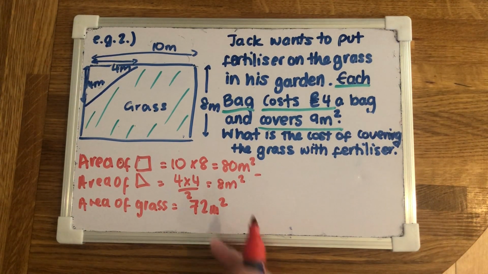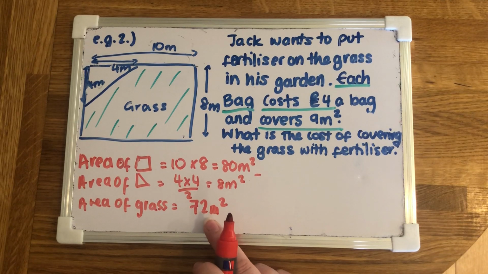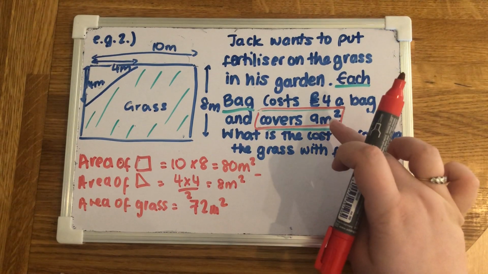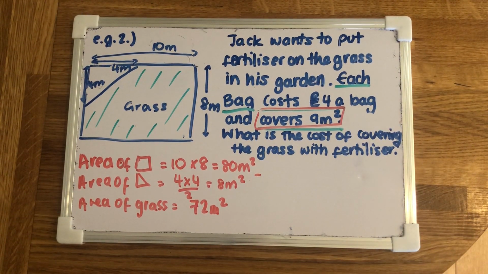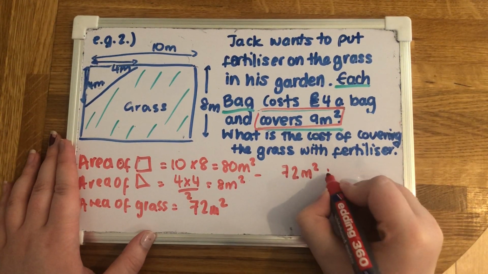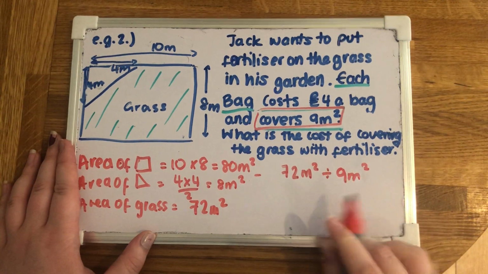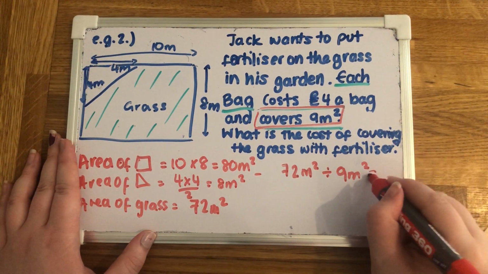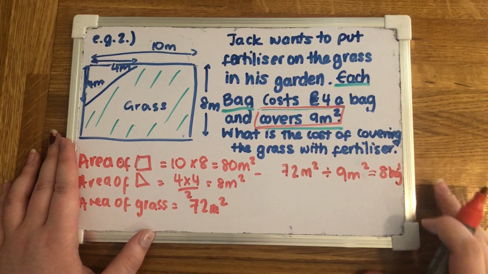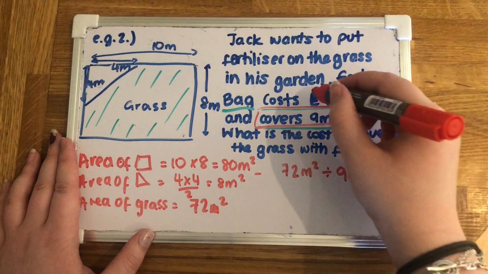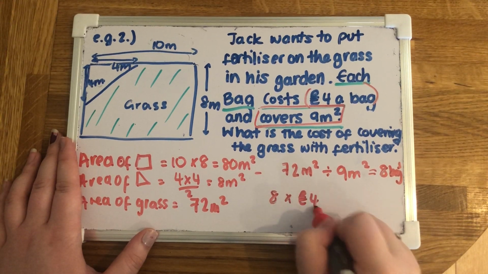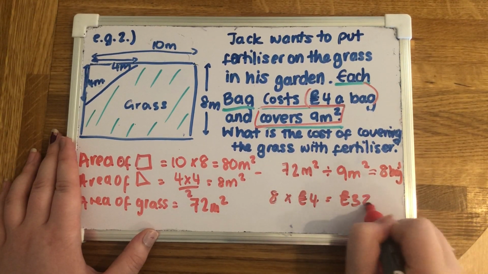Okay, so from this point we know how much needs to be covered. We need to now work out how many bags it is. So we're told that each bag covers 9 metres squared. So if we see how many of those go into that, we can then work out the cost afterwards. So to work that out, we do 72 divided by 9, which tells us how many bags it will be, which is 8 bags. Okay, once we know that we need 8 bags, we're told that each bag is £4. So we just do 8 times £4, which is 32.